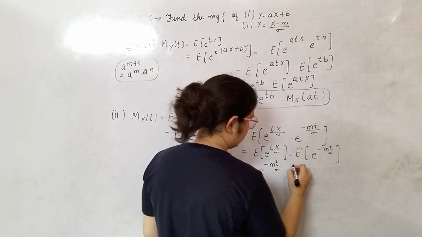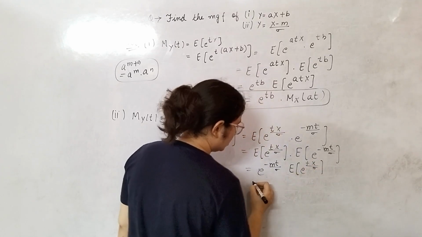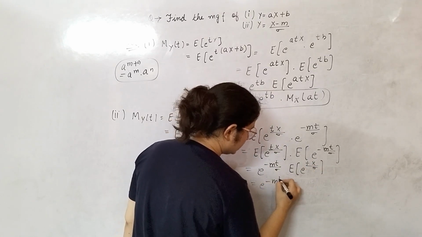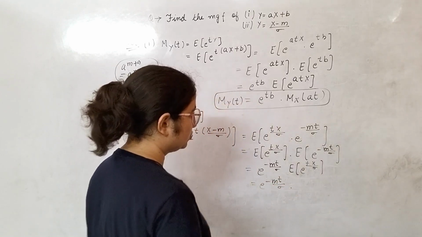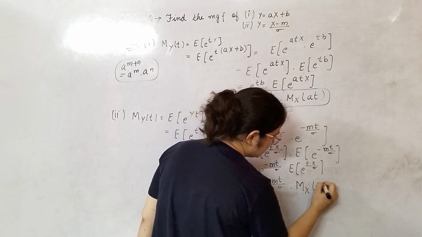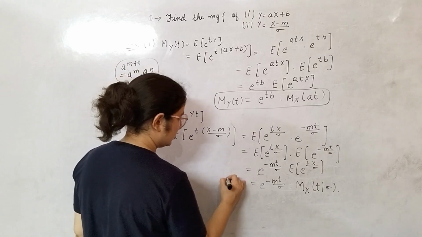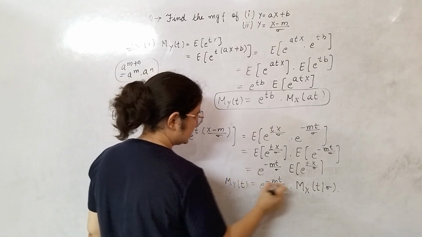So it will be e^(tx/sigma). So e^(-mt/sigma) into, what will be the function here? It will be M_X(t/sigma). This is your M_Y(t) MGF function in the second case.